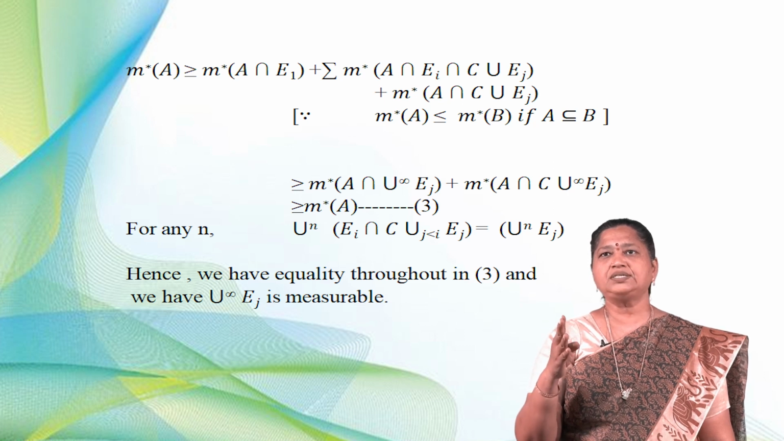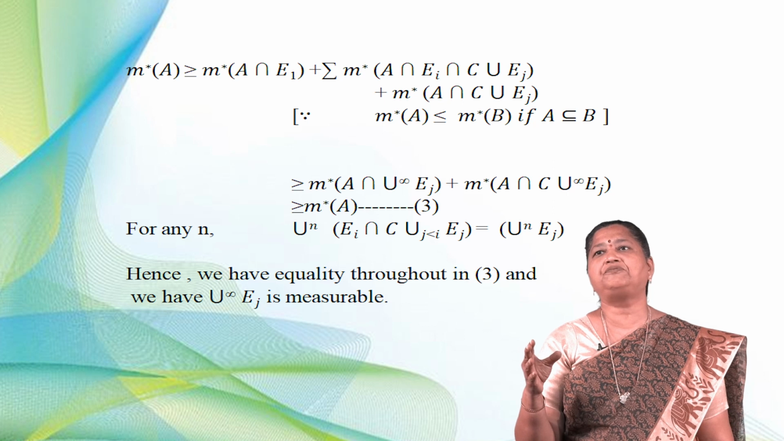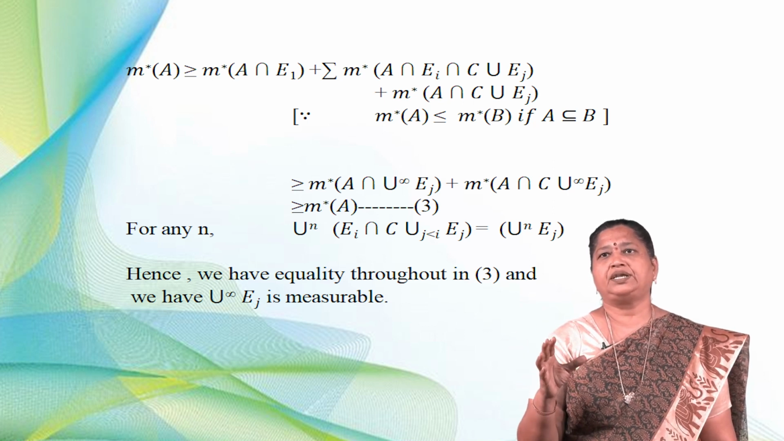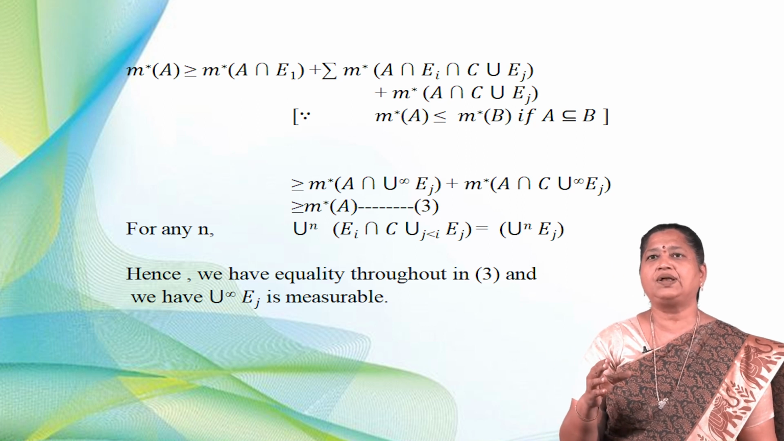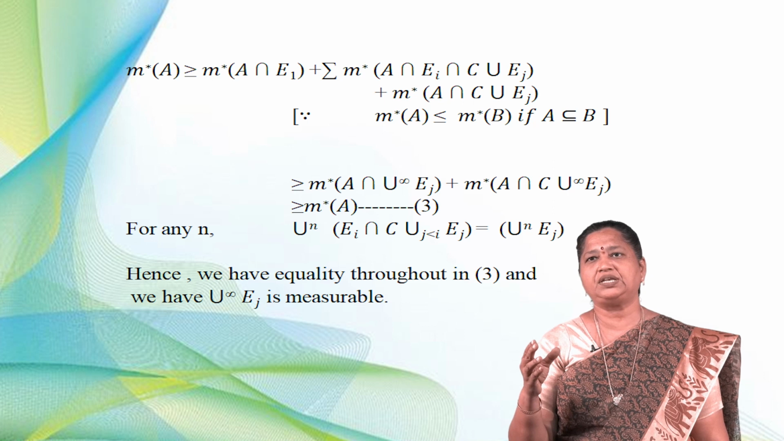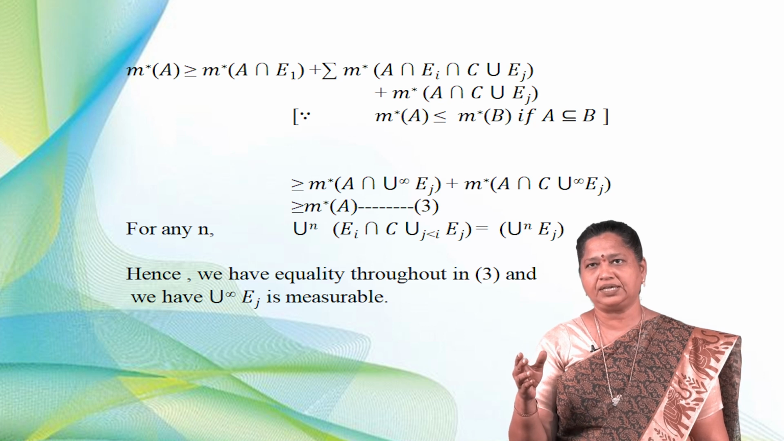Because m*(A) is less than or equal to m*(B) if A is contained in B, using this we derive that it is greater than or equal to m*(A ∩ the union over i equal to 1 to infinity of E_i) plus m*(A ∩ the complement of the union over i equal to 1 to infinity of E_i).